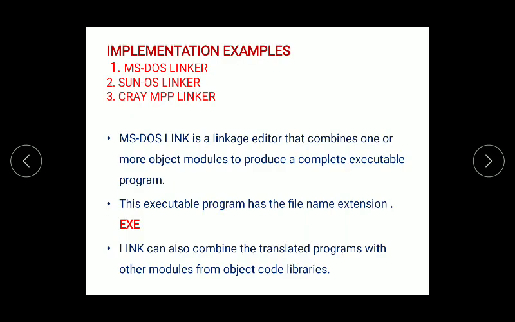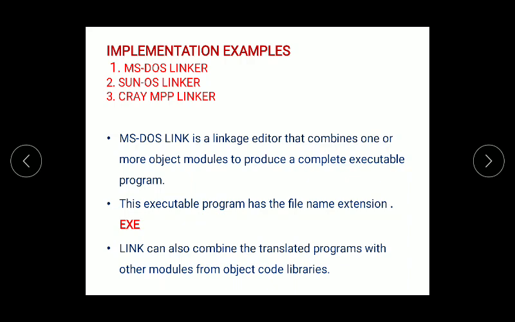Now it is the last part of our module 2. Implementation examples means some examples for linkers: MS-DOS linker, SunOS linker and Cray MPP linker. So what is this MS-DOS linker? It is the linker for the MS-DOS operating system. MS-DOS link is a linkage editor that combines one or more object modules to produce a complete executable program.